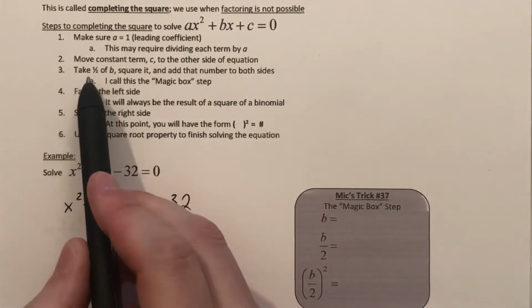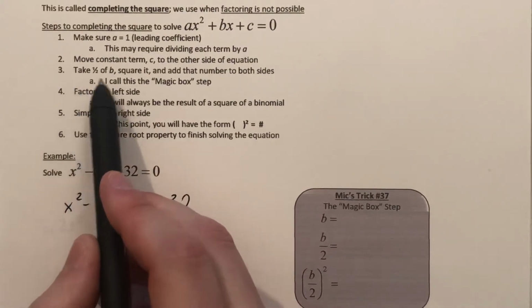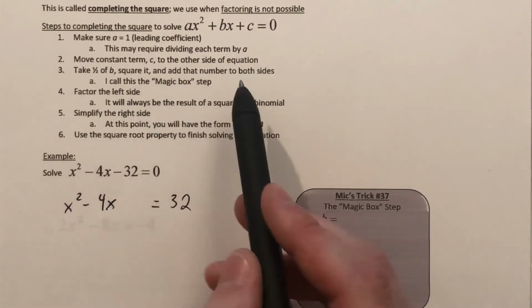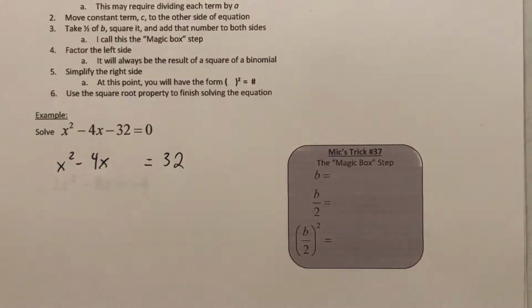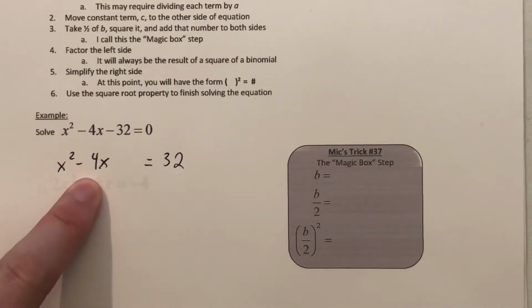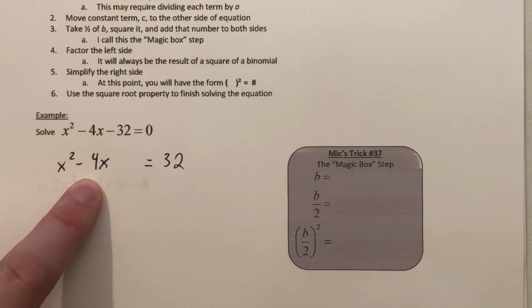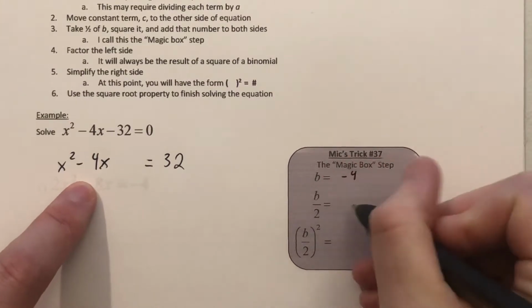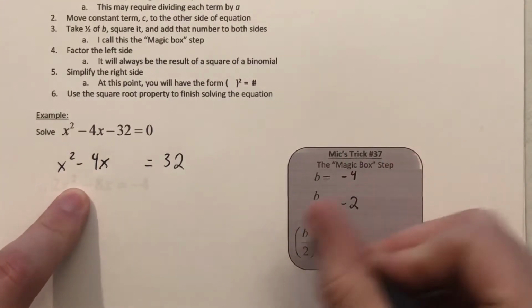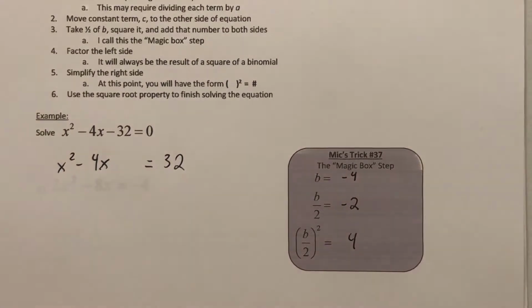Now, the next step is the side work. So it says take 1/2 of b, square it, and then add that number to both sides. So what I do to organize that work is I call this the magic box part of the problem, or the magic box step. You take that value of b, whatever is your coefficient on this x term here, and you take half of it, and you square it. So off to the side, I'll just say that b here is a -4, half of -4 is -2, squaring -2 is +4. That's just kind of how I organize my work to get to that point.